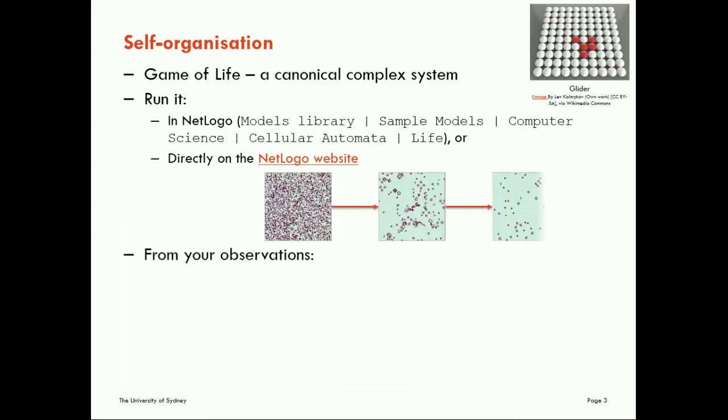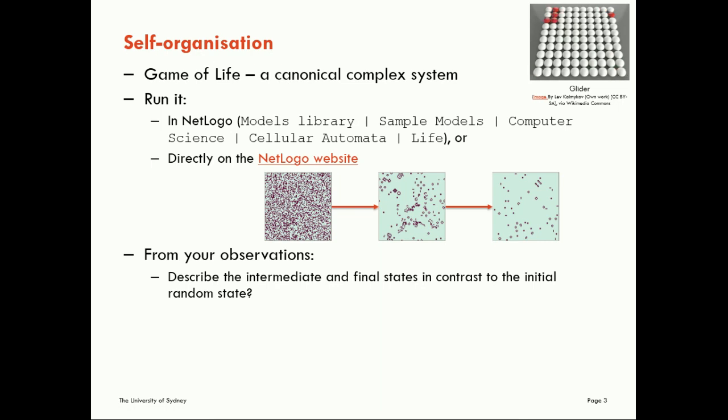So we've just observed this transition from a random initial state through to an intermediate state in time, where we have a mix of ordered areas and chaotic or apparently random areas with lots of interacting structures, through to a more static final state. There are a number of questions we can ask ourselves about what we've seen here in terms of self-organization. So we can try and describe these intermediate and final states in contrast to the initial random state here, as I've just done. We can then ask about whether the system organized and in what way it did.